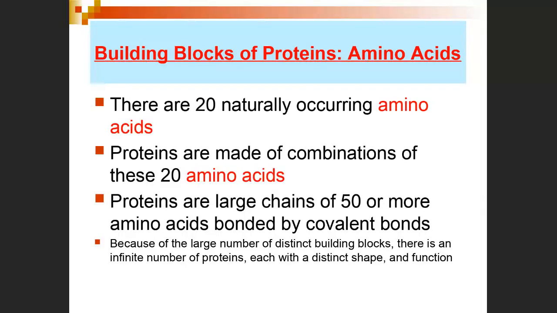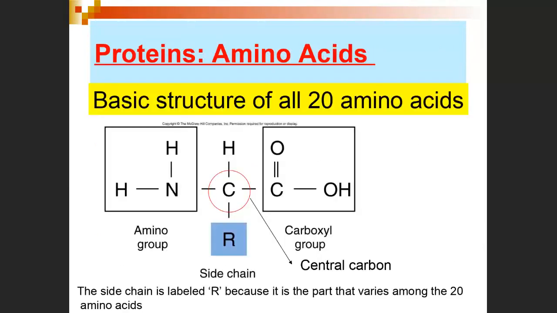As I mentioned, proteins are made of amino acids. There are 20 naturally occurring amino acids, and the basic structure is the same for all of them. What changes between them is one of the groups attached to a carbon in the amino acid, which is different for each of the 20 different amino acids.